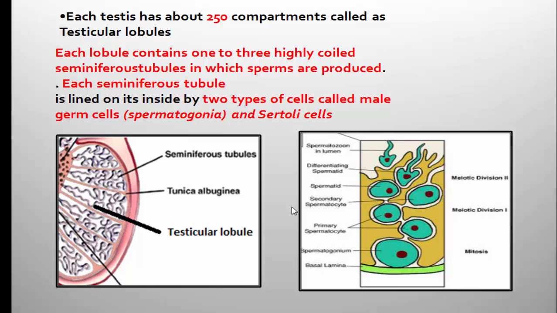Once again, I would like to repeat: each testis contains 250 compartments called testicular lobules, and each lobule contains 1 to 3 highly coiled structures called seminiferous tubules, and seminiferous tubules are the structures in which the sperms are produced. The wall of the seminiferous tubule is made up of germinal epithelium, and germinal epithelium consists of two types of cells. They are the male germ cells and Sertoli cells.